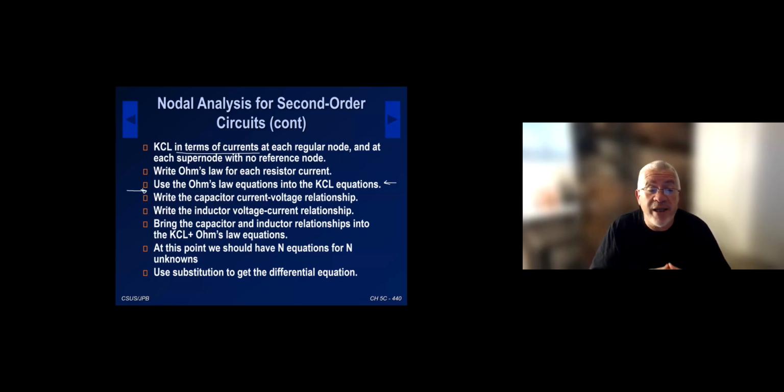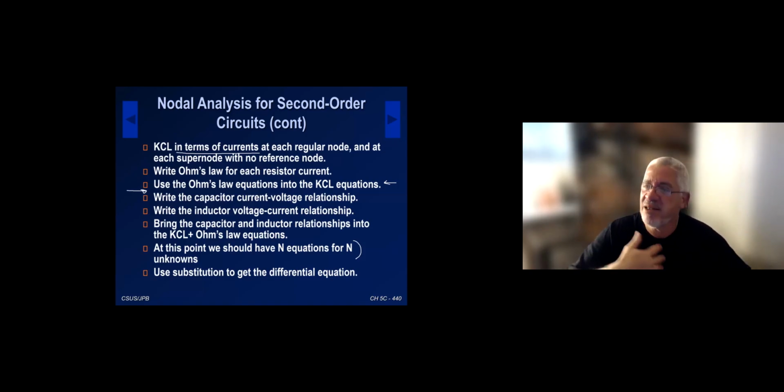Then you do the same thing for the inductor. You write the inductor voltage-current relationship because the inductor voltage is the inductance times the derivative of the current. We write that again, don't write generic equations. Then we bring the capacitor and the inductor relationships into the KCL after the Ohm's law equations, okay? So at this point, I'm going to encourage you to look at how many unknowns and how many equations you have. If you have the same number of unknowns as the number of equations, then you can start using substitution to get one differential equation for the solution.